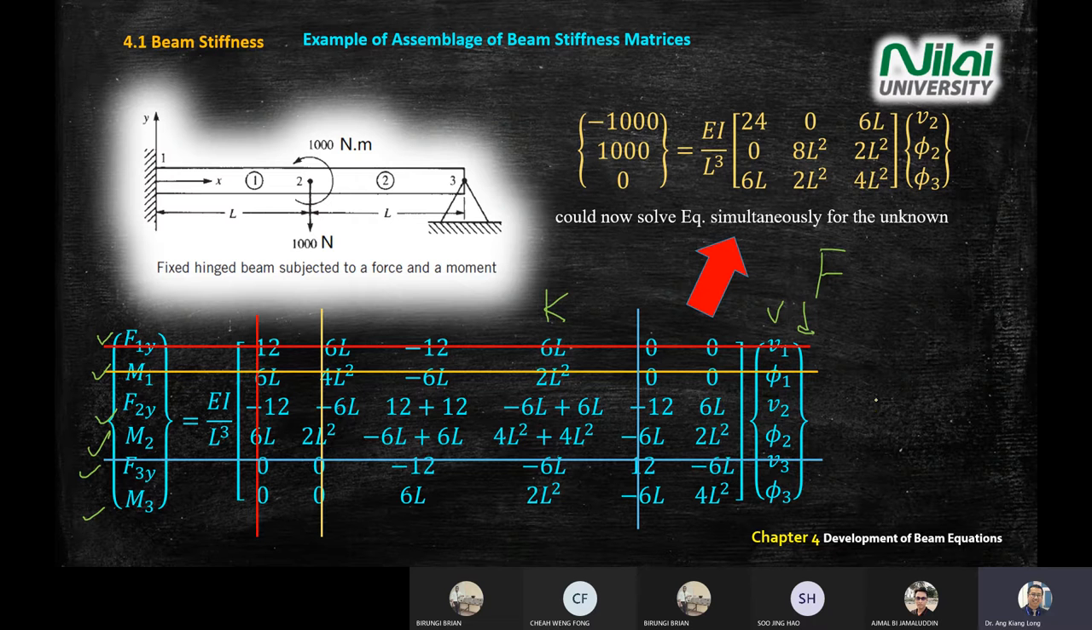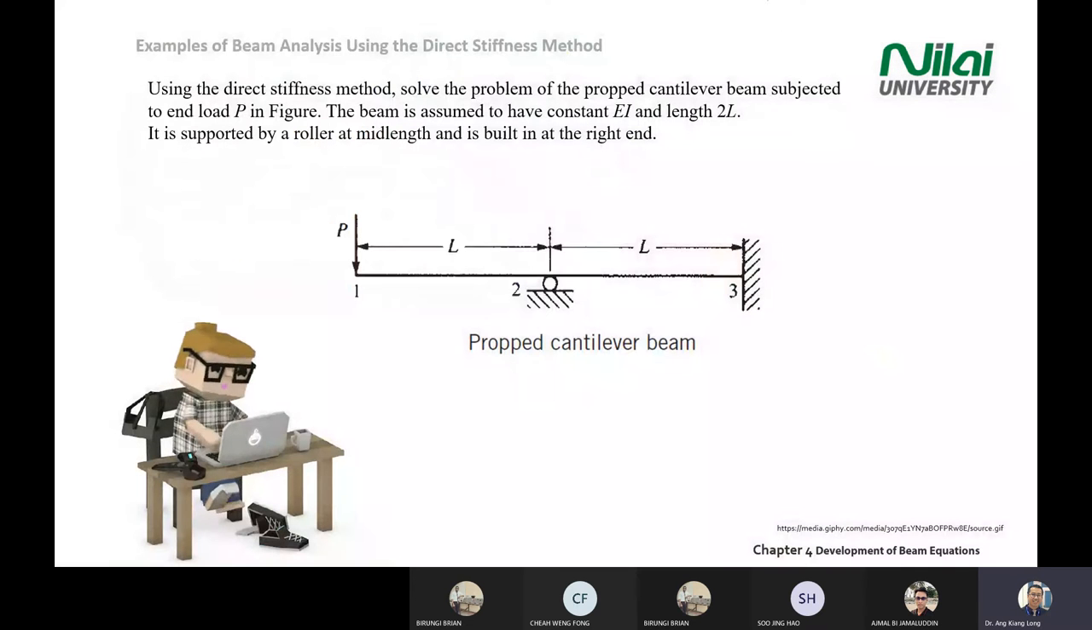Any question before we move to the next example? No, okay. Let's look at one more example. By using the stiffness matrix method, direct stiffness method, I'm going to solve the problem as you see on the screen here. So you have a cantilevered beam with a roller at point number 2. You have a force at the end of the structure here, and assume that you have EI constant. Of course in a test or exam, the values of E and I will be given. Length will be given. It is supported by a roller at the mid-length and built in at the rigid end, this one.